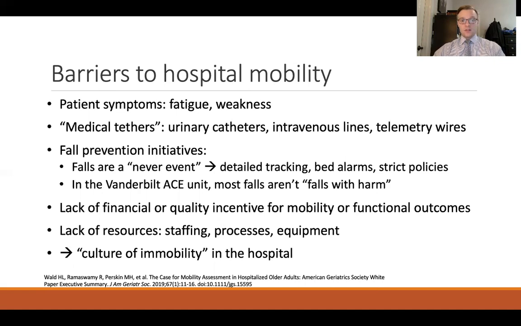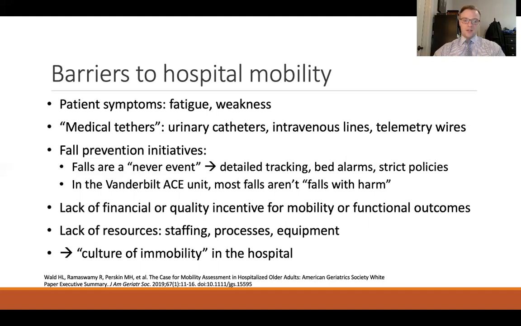Other important factors include the use of medical tethers, such as urinary catheters, intravenous lines, and telemetry wires, which limit patients' ability to mobilize. Also, fall prevention initiatives are a huge barrier to hospital mobility. In today's hospital age, falls are considered a never event, and this has led to detailed tracking, the use of devices such as bed alarms, and strict policies to reduce the number of falls at all costs.